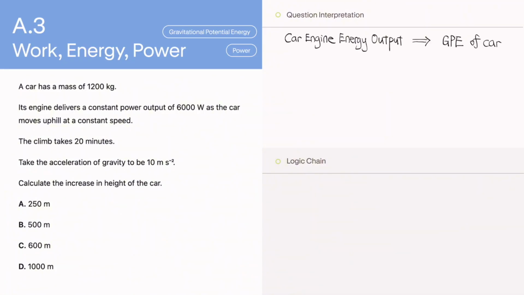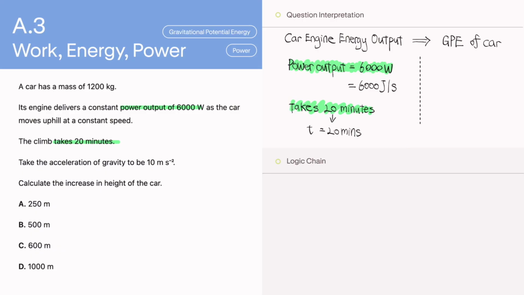Alright, the key energy conversion is from the fuel burned by the engine to the car's gain in gravitational potential energy. And let's pull out the key information. The question tells us the car's engine delivers power at 6,000 watts. Remember, a watt is just a joule per second, so that's 6,000 joules every second. We're also told that the car climbs for 20 minutes. That's the operating time of the engine.